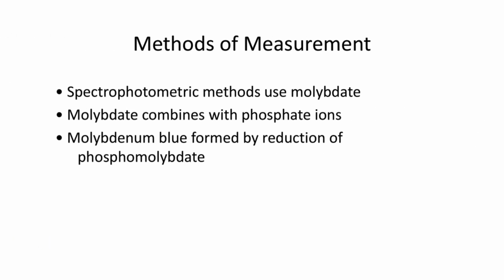Finally, how do we measure phosphate in the lab? The most common method is spectrophotometry using molybdate. In this process, molybdate binds to phosphate ions. Then, through a reduction step, molybdenum blue is formed, which we can detect and measure.